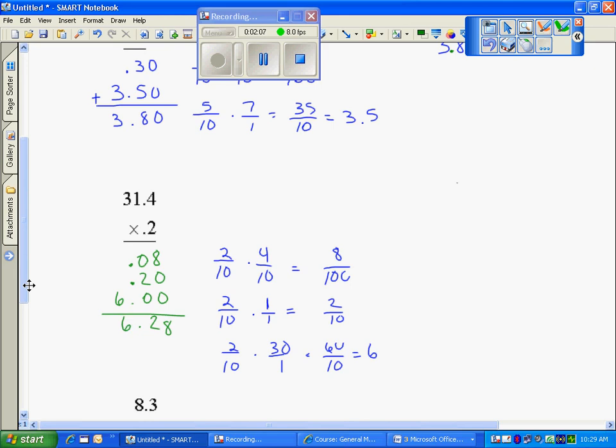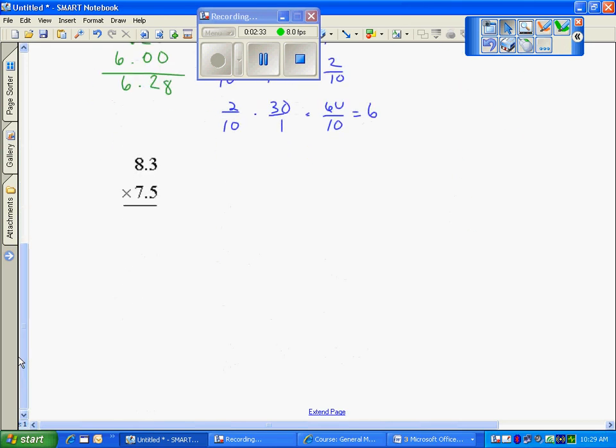Showing the shortcut algorithm, 31 and 4/10 times 2/10. 2 times 4 is 8. 2 times 1 is 2. 2 times 30 is 60. Notice the 6 is in that 60 position. Shortcut algorithm: count the number of digits to your right. There are 2, so there must be 2 digits to the right in my answer.